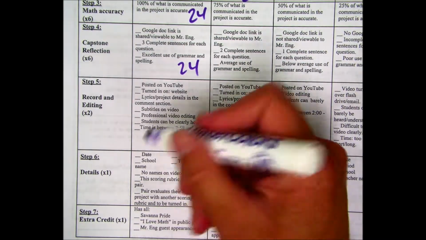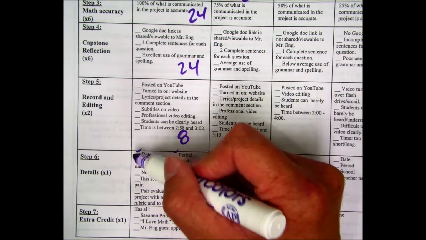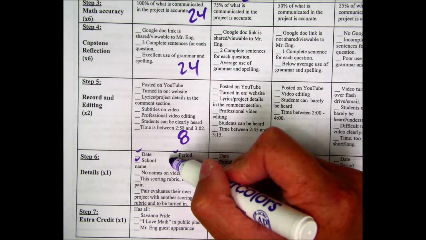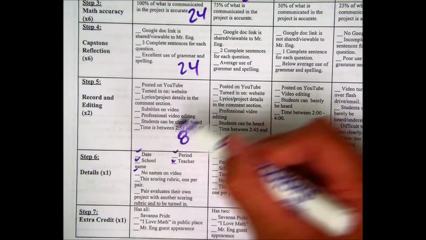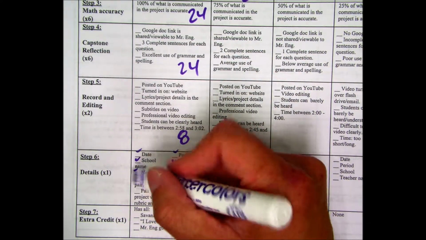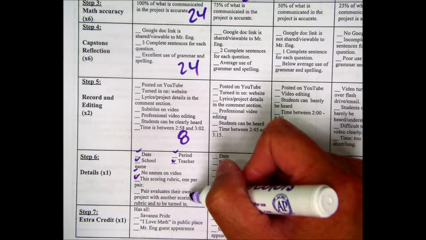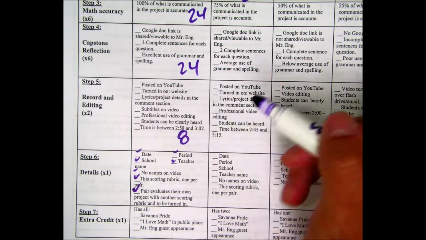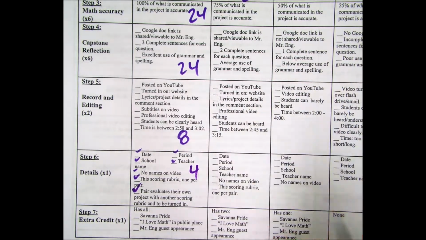You have the date, period, school, Savannah, teacher, Mr. Ng. You don't have your names on the project. You're turning in this scoring rubric, and you're evaluating it using a different color. So I can see that. So 1 times 4 is just 4.